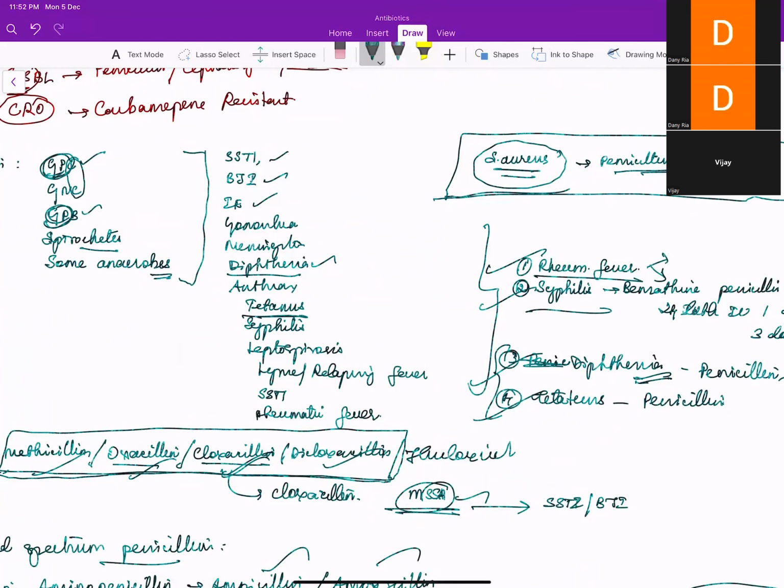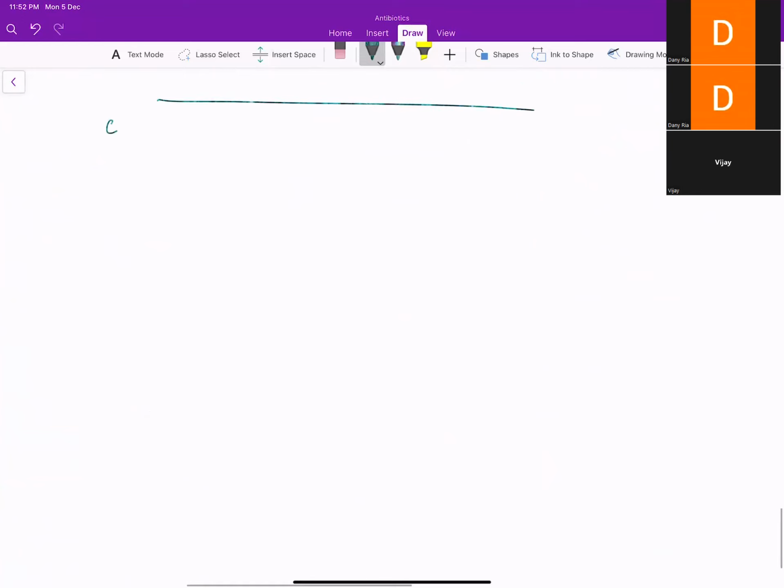So this finishes penicillin. Okay, so understand about penicillin, then about methicillin group of penicillin, then about extended spectrum penicillin. What comes after penicillin? Cephalosporin.